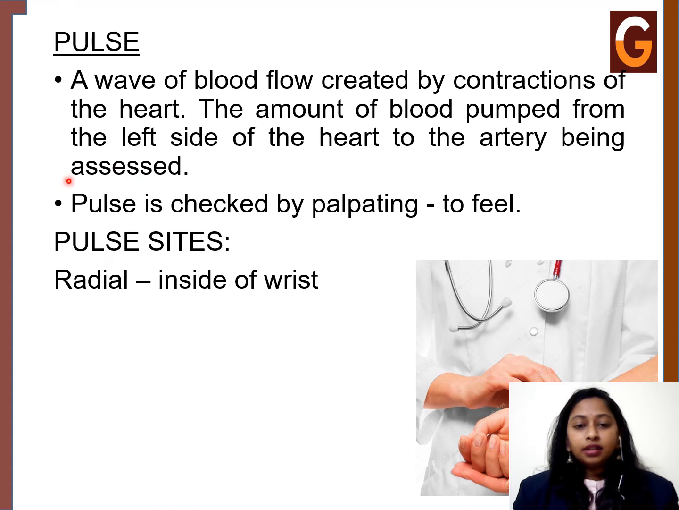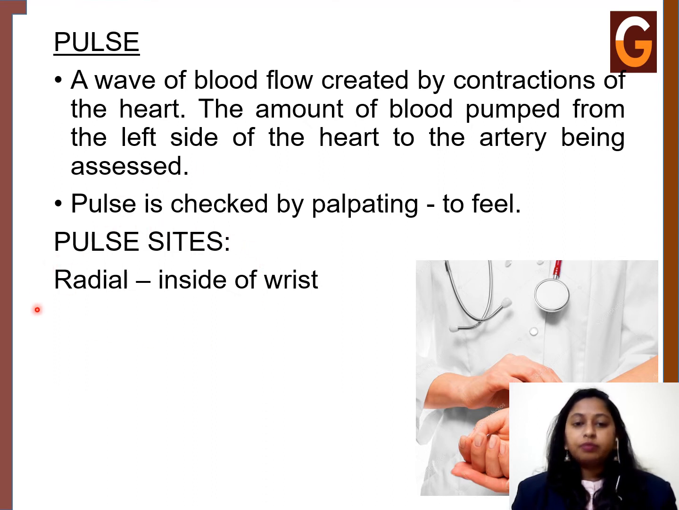So for the pulse we just need to feel it. We usually feel it on the radial side of the wrist, that is towards your thumb side. If you look at your thumb and come to the base of it, on that particular area we will be checking the radial artery, or the pulse.